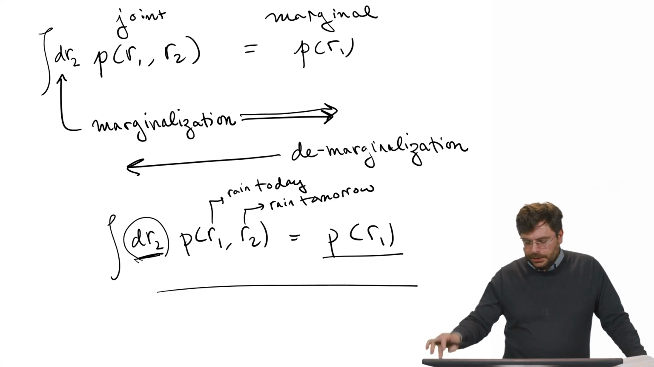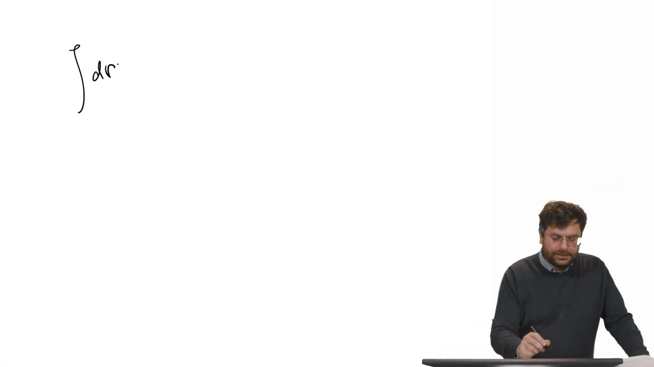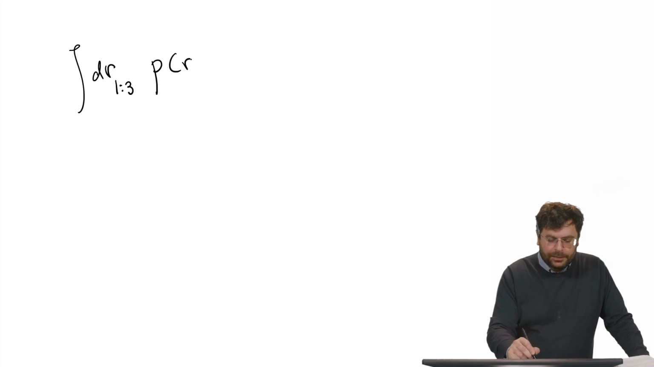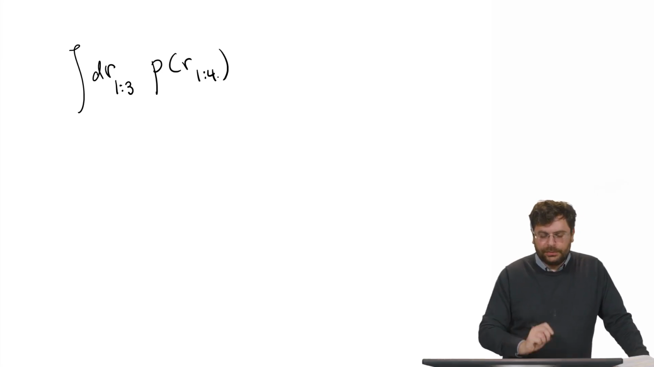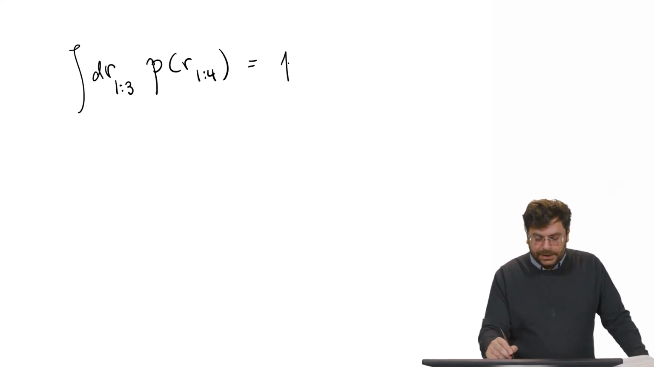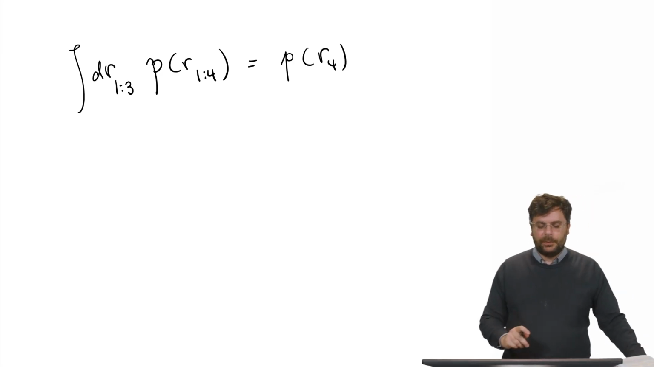Now, same thing goes for the more complicated case. If I have, now let's use fancy notation, R 1 to 3, and I have a P of R 1 to 4. So this is a joint probability that depends on 4 random variables. Then here I will have P of R4. I will only be left with the fourth one.